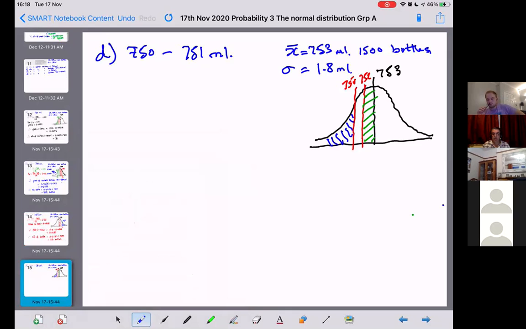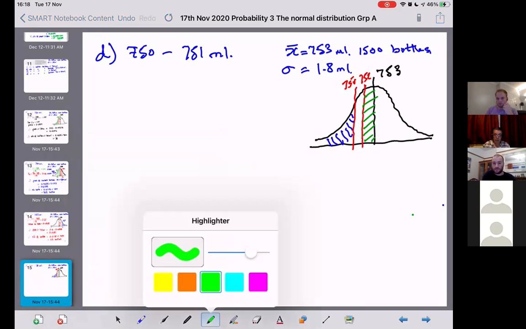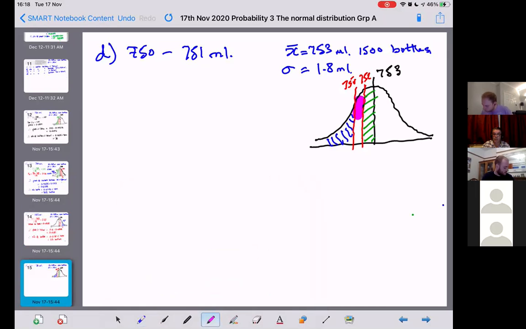And the bit we're interested in is the bit between those two, isn't it? It's this bit in here that I'm going to highlight in pink. So if we find the green and the blue, add them together and take them away from the 0.5, we'll have the value between the two. Can you all see that?